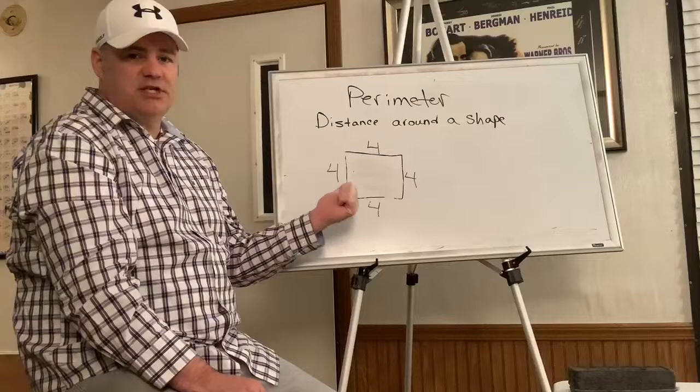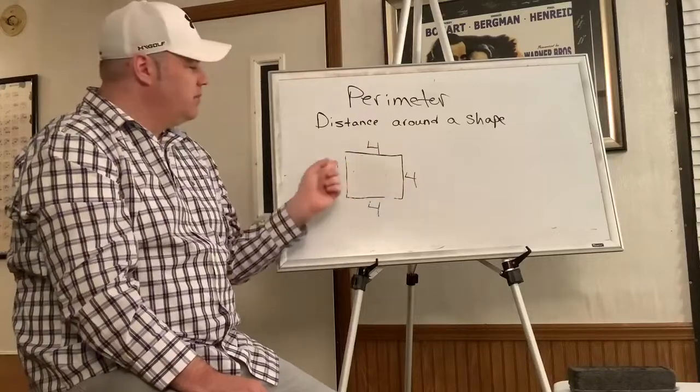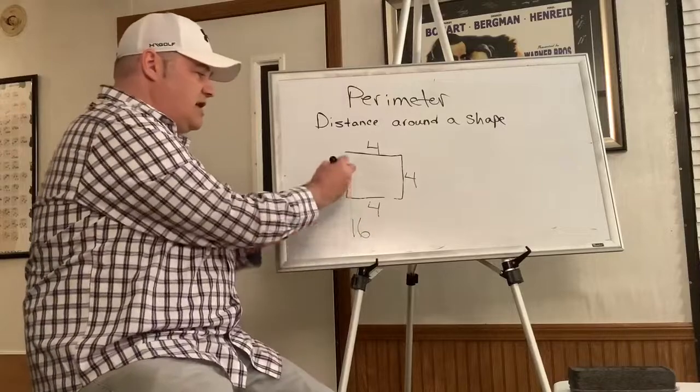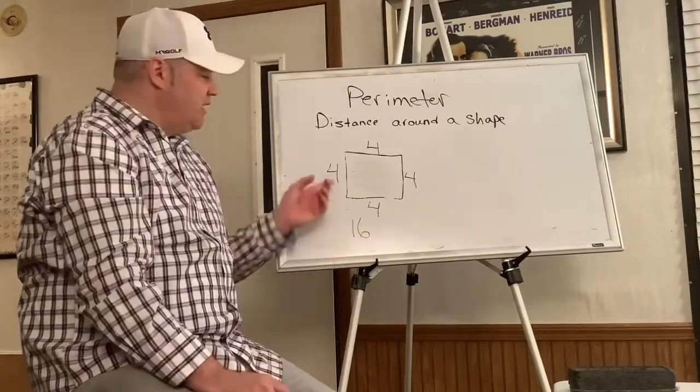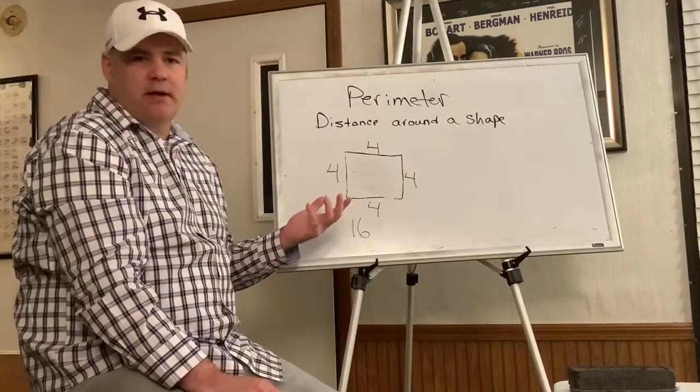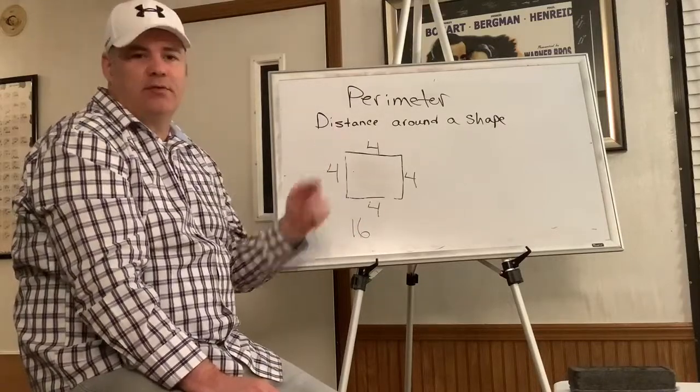So the perimeter of this shape is we add up all the 4s. 4, 8, 12, 16. The perimeter is 16. If it's inches, then it's 16 inches. If it's feet, then it's 16 feet. And we're not really necessarily concerned about that right now. We just want to make sure we're adding up the right numbers.